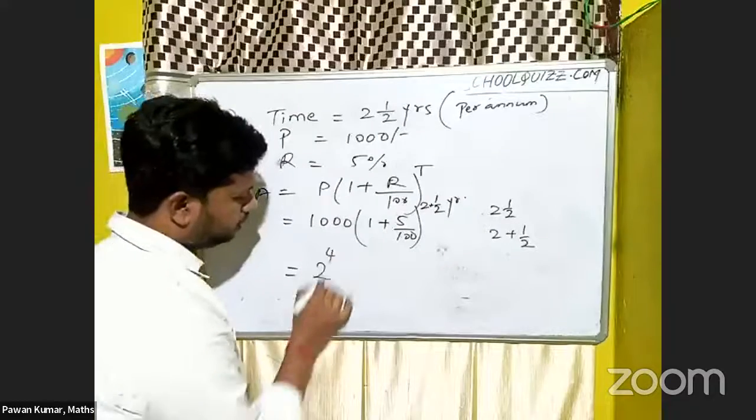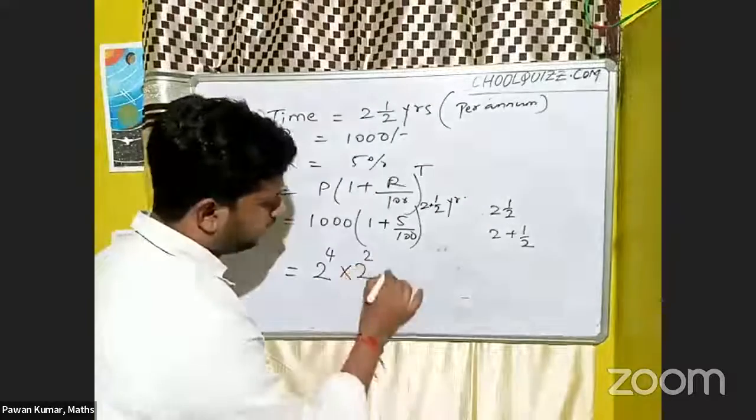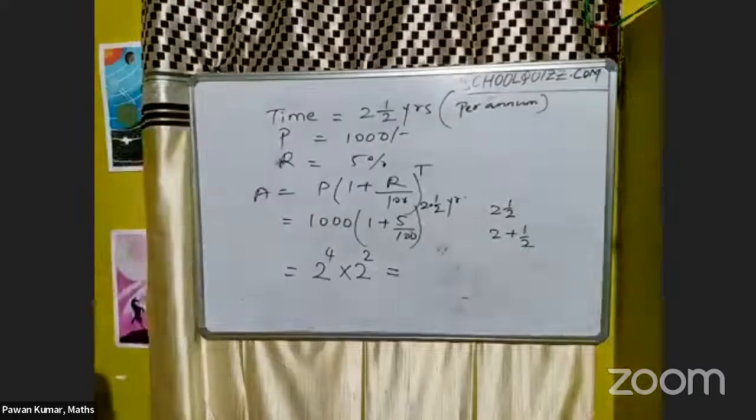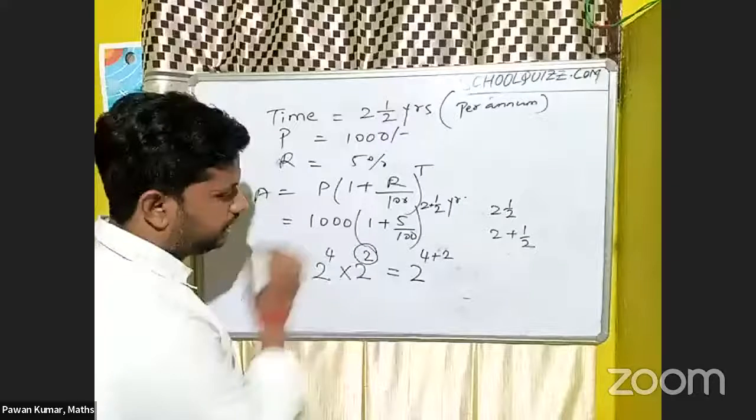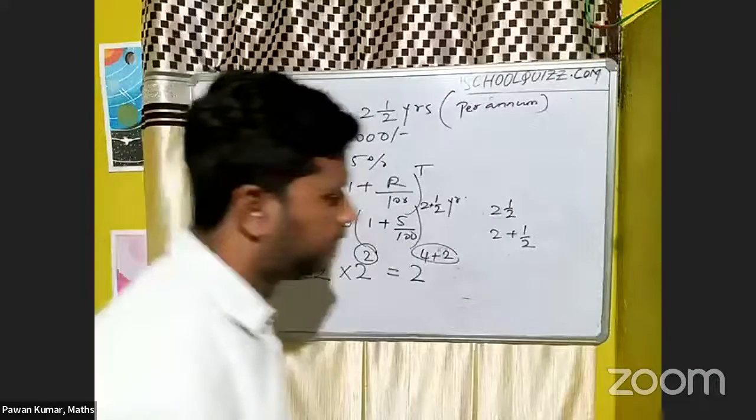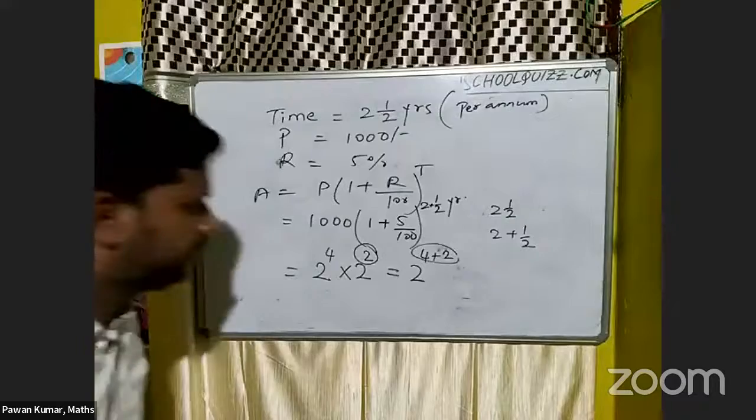Now see one more thing. Suppose if I mention 2 power 4 into 2 power 2, what can I do here? I can write it as 2 power 4 plus 2, so 2 power 6. Whatever the exponent is, I can just add the exponents. Everyone understand this one? Yes. These things will be very important when you are doing chemistry or physics problems in 11th or 12th.